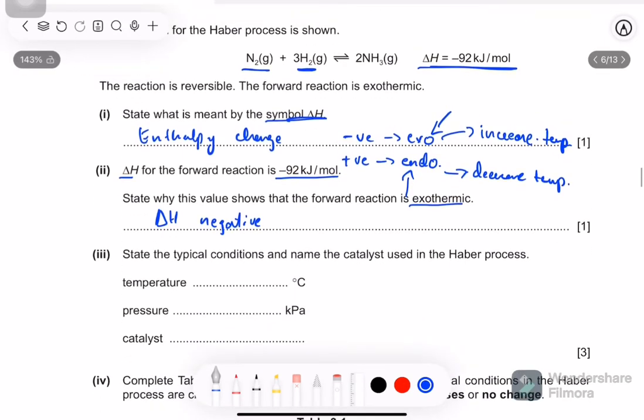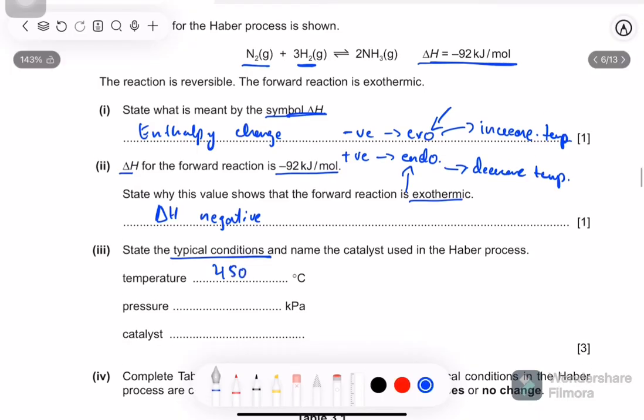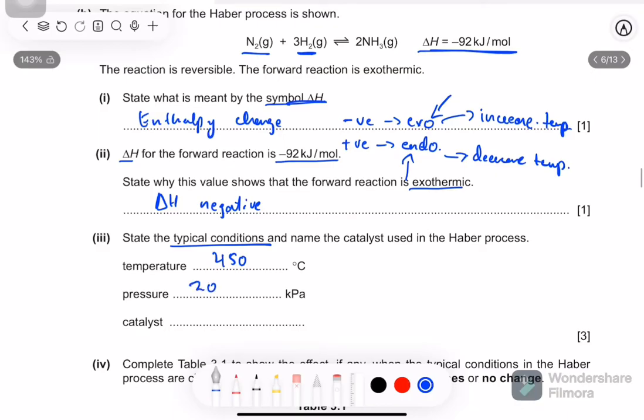State the typical conditions and name the catalyst used in the Haber process. Now the typical conditions we know: 450 degrees Celsius, pressure is 20,000. Normally we write 200 atmospheric unit, and this is 20,000 kPa. Catalyst we know: iron, which is a transition element or metal.